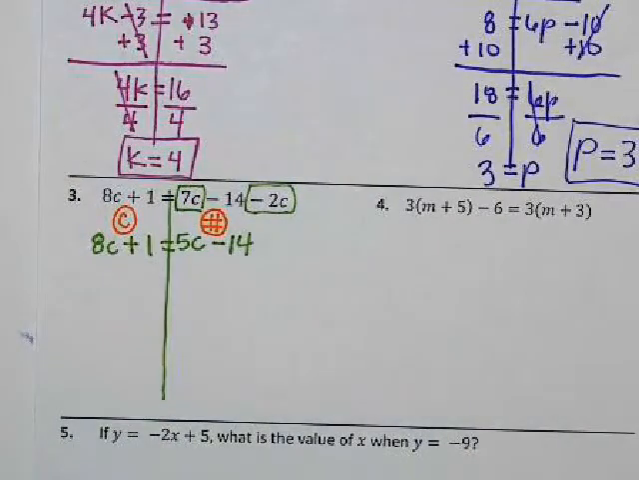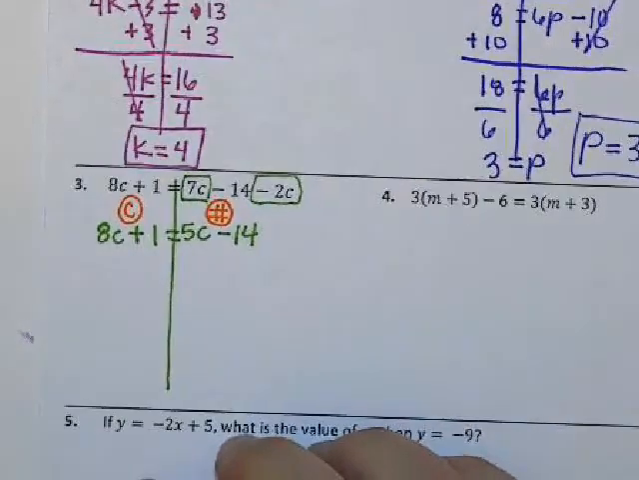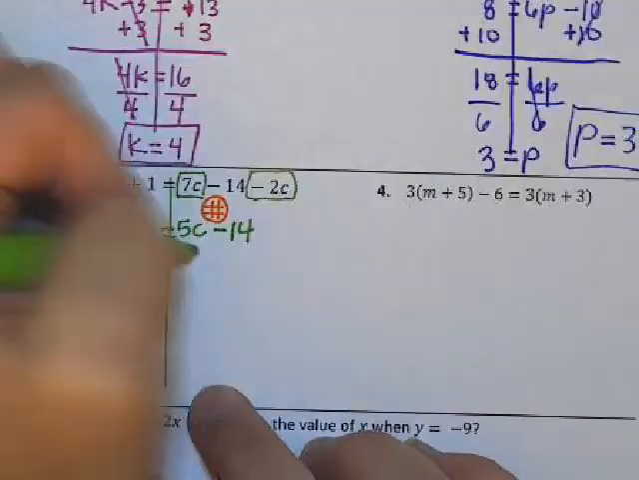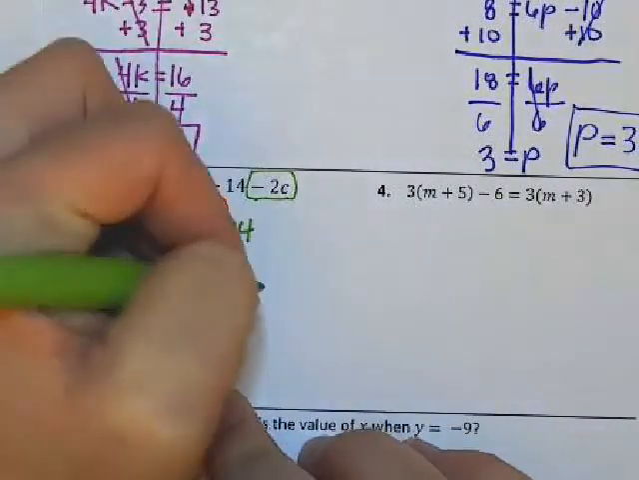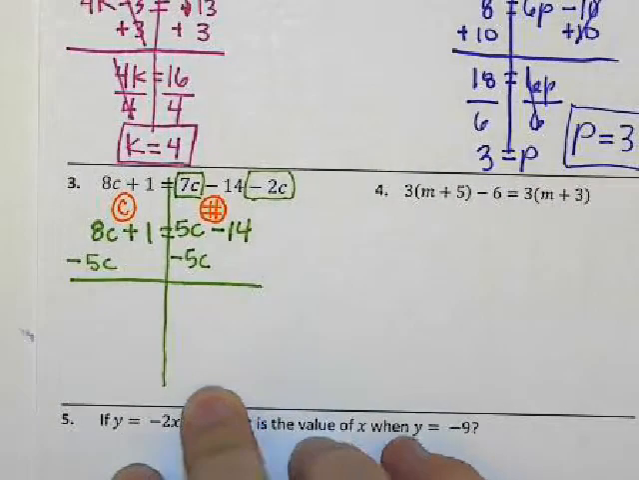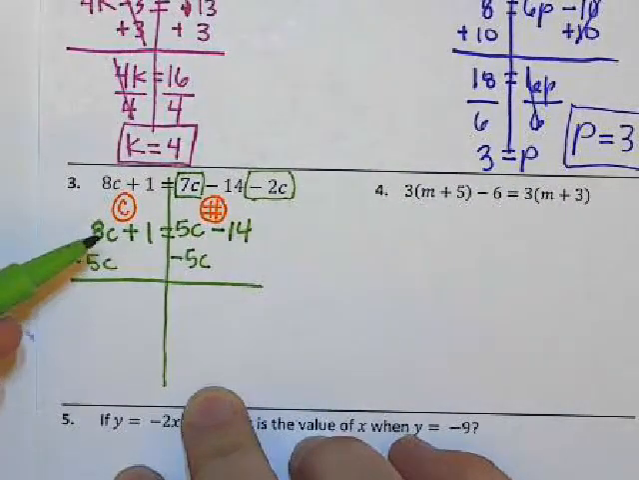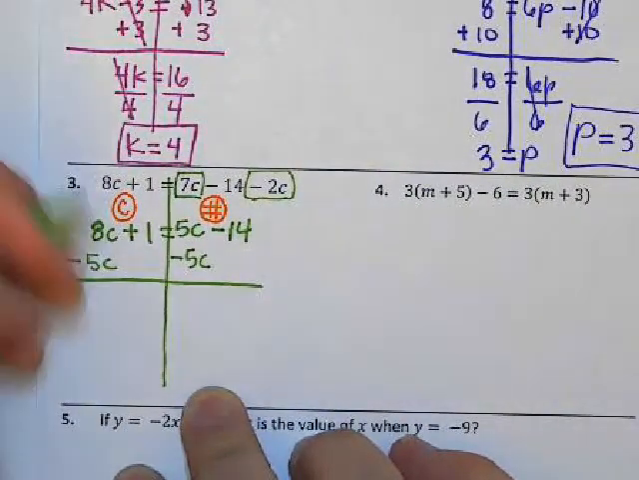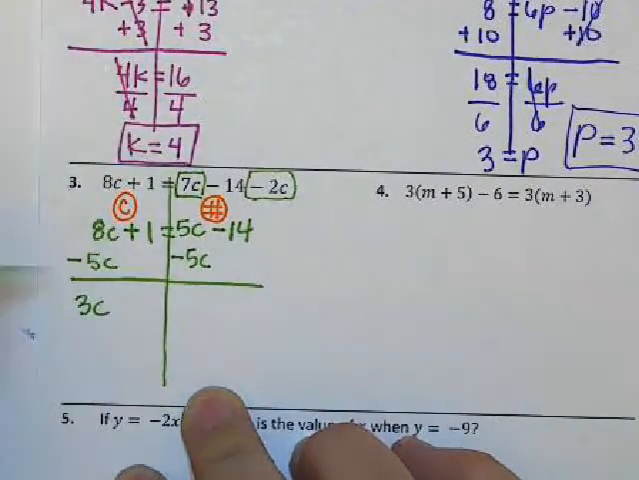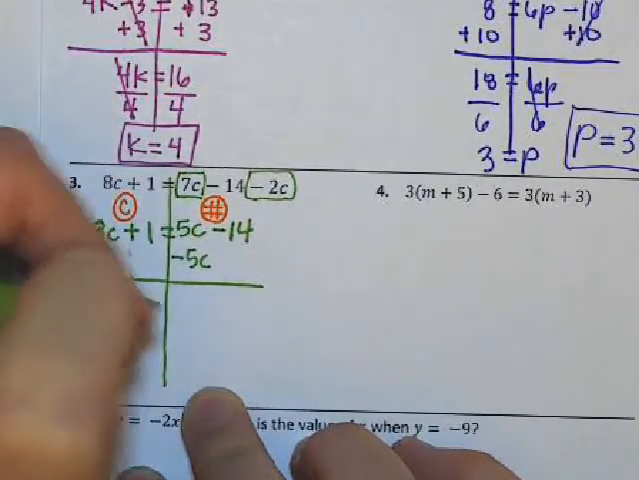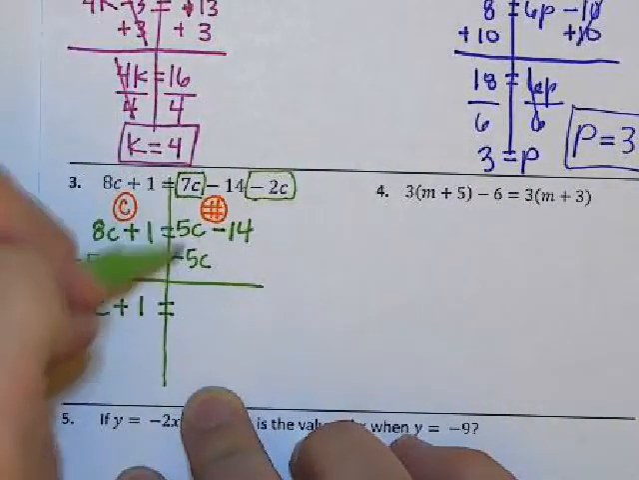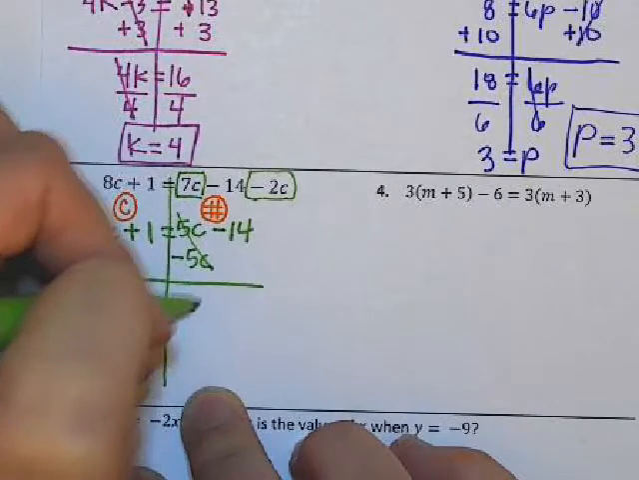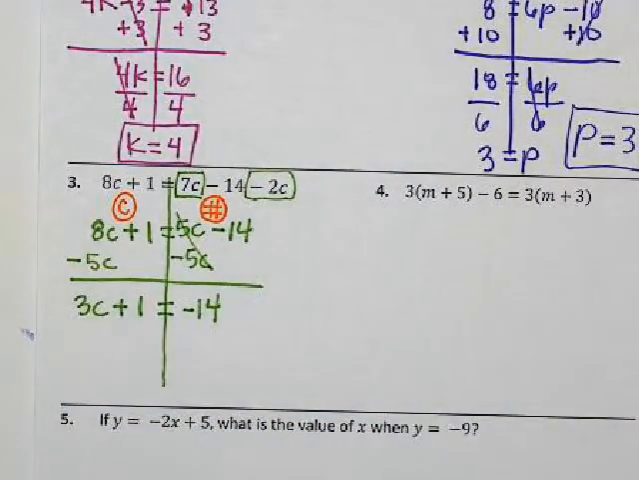Okay, which c is on the incorrect side? 5c. So I got to move a positive 5c. Minus 5c on each side. 8c minus 5c. 3c. Bring down the plus 1. 5c minus 5c. 0. Left with negative 14. Okay, you guys finish it.